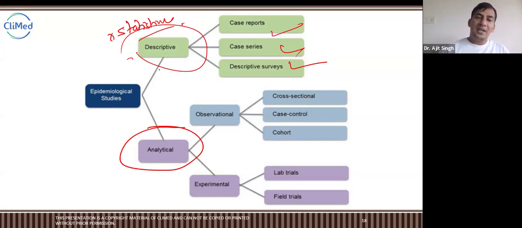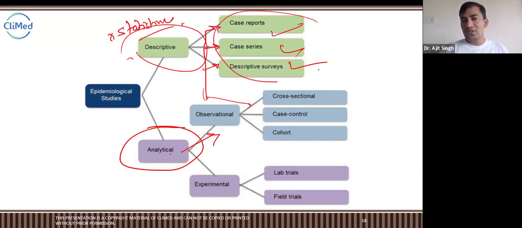Okay, and in the analytical, if you go, there are observational studies. So guys, one more thing, these all are also observational studies. You can connect like this also. Descriptive are also observational studies, right? So in observational there are cross-sectional studies. Cross-sectional studies means at one point of time.